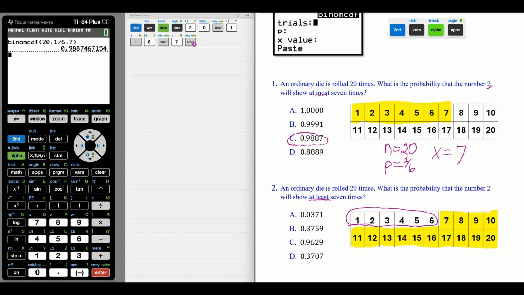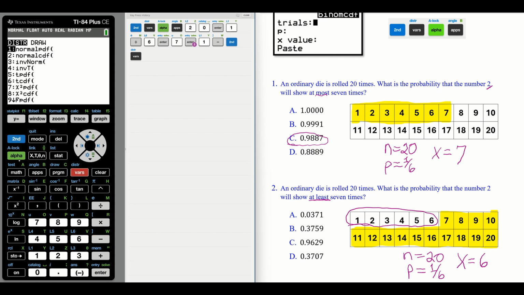So N, again, is 20. Probability hasn't changed either. X has changed. We need to subtract these lower options, 1 to 6. So we go with x equals 6. On the TI-84, we must push 1 minus, then our binomcdf.